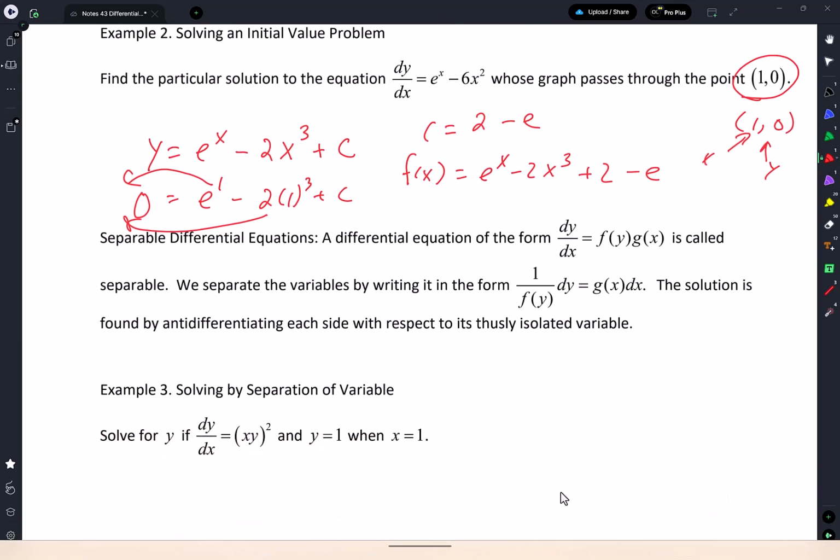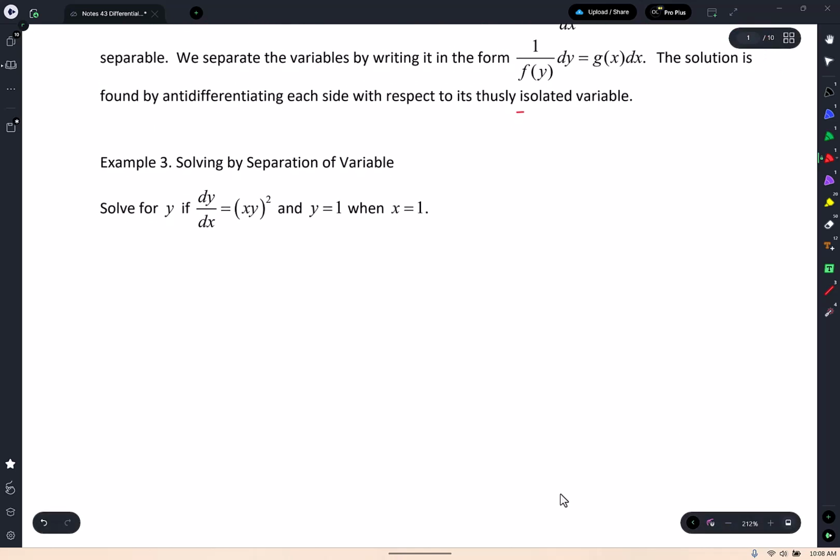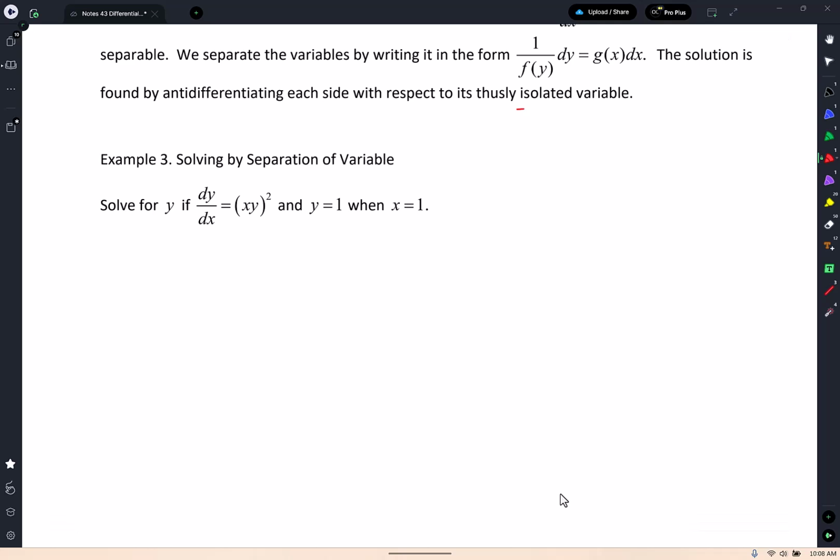So here's where the differential equations that you're probably going to see on a free response come out. These are called separable differential equations. A differential equation in the form of dy dx equals f of y times g of x is called separable. We separate the variables by writing it in the form, blah, blah, blah. The solution is found by antidifferentiating each side with respect to its isolated variable. Okay, so what does that mean? Group the y's with the y's, the x's with the x's. That's all it means.